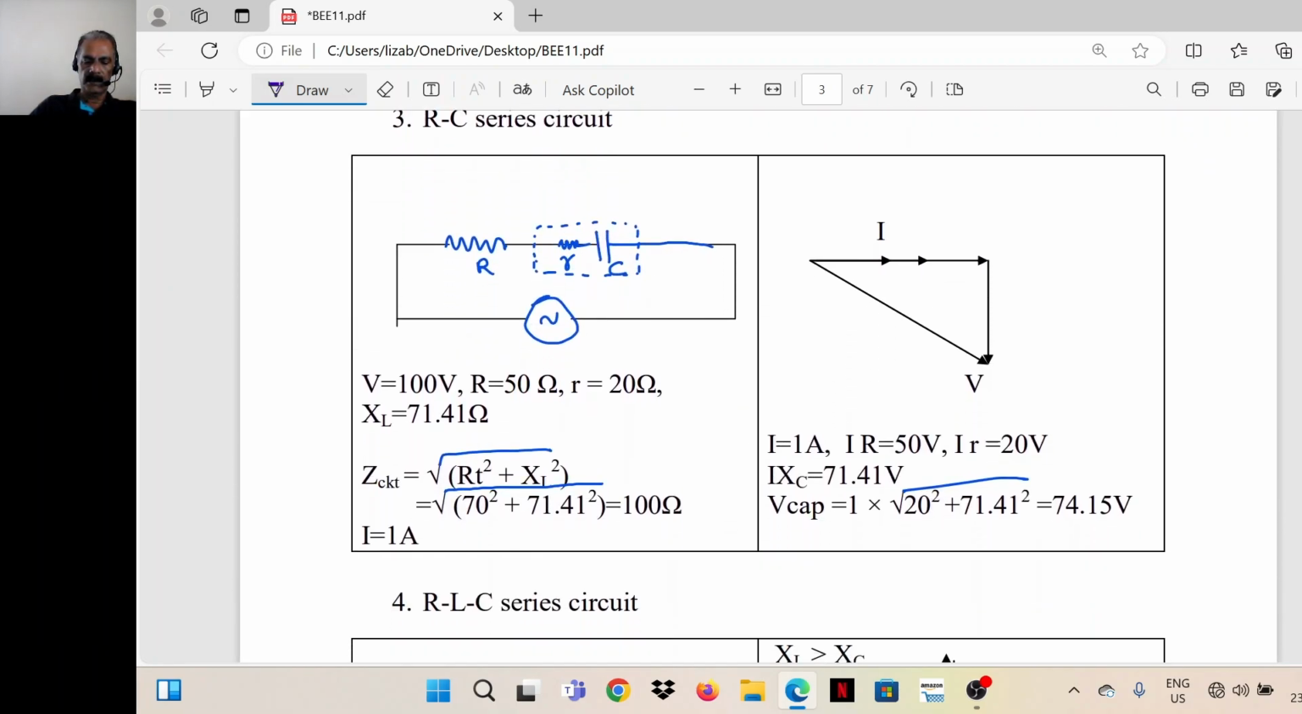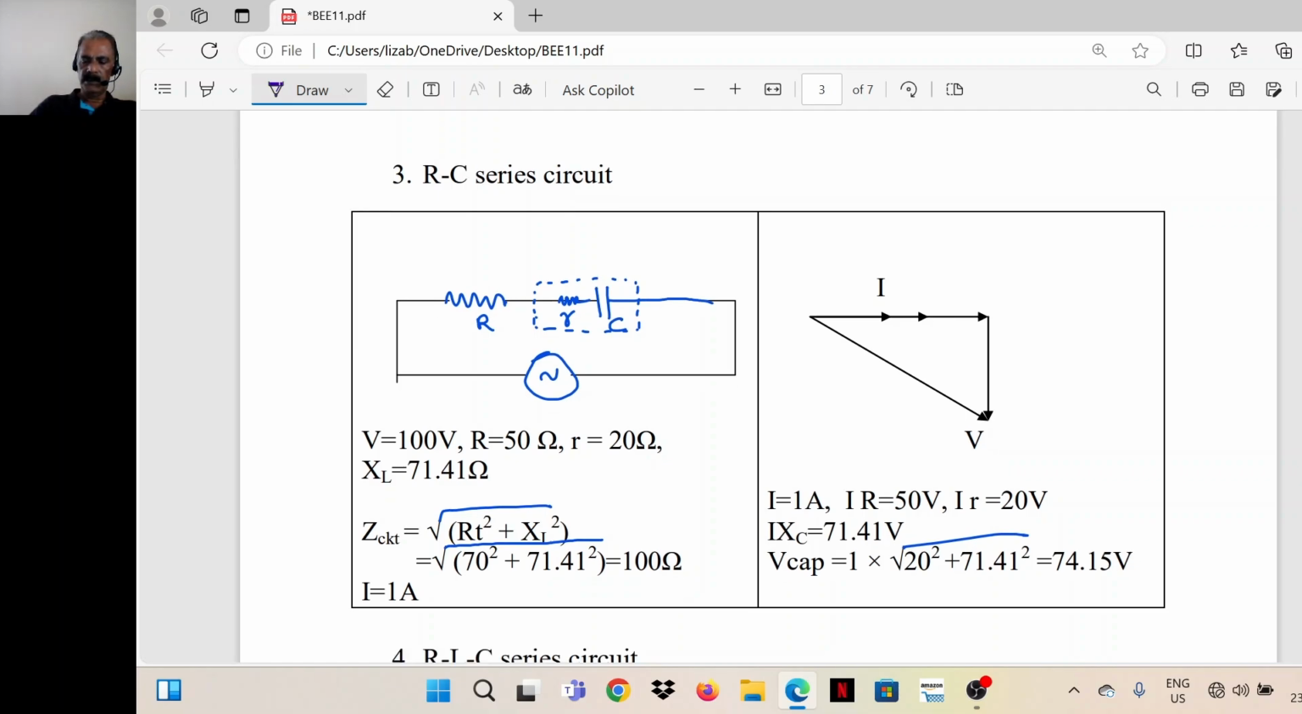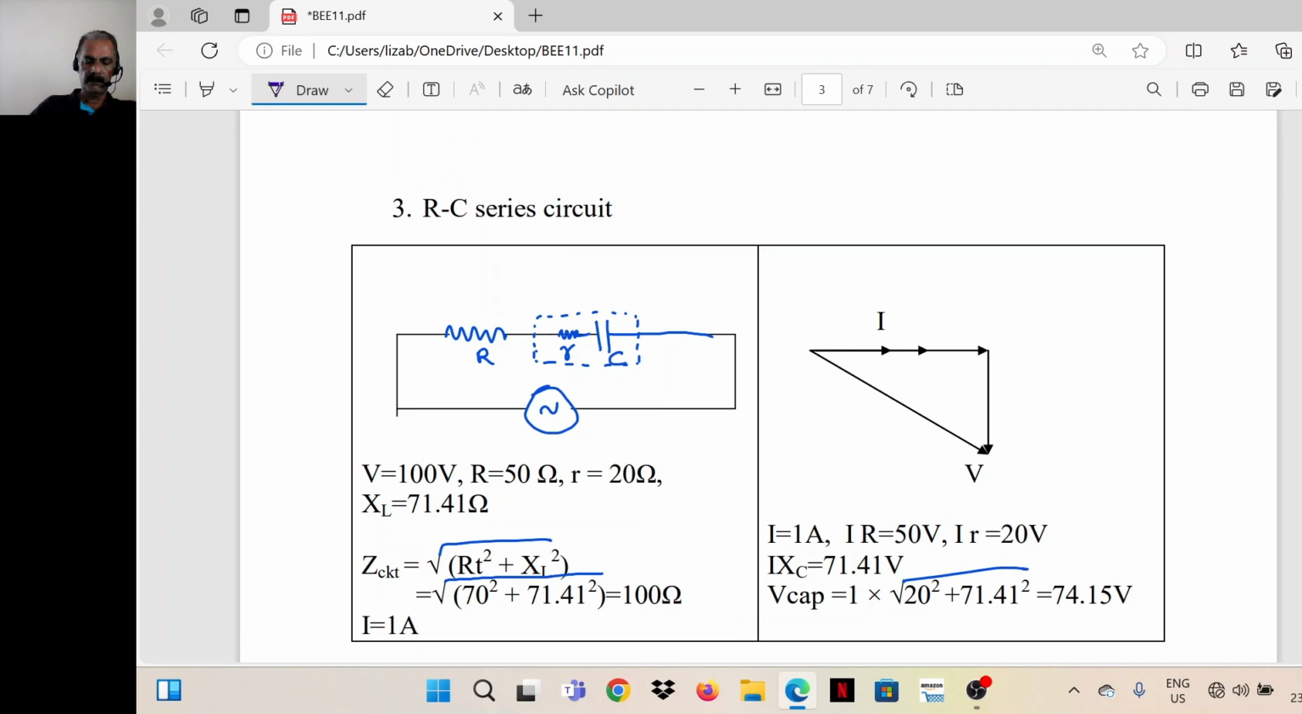Next, RC series circuit. This is an external resistor. This is a capacitor which has dielectric losses, an imperfect capacitor. If it is a perfect capacitor, there will be no resistance component in series with it. To represent the dielectric loss, we use a small resistance here. So an imperfect capacitor is represented as a small resistance in series with a capacitor.